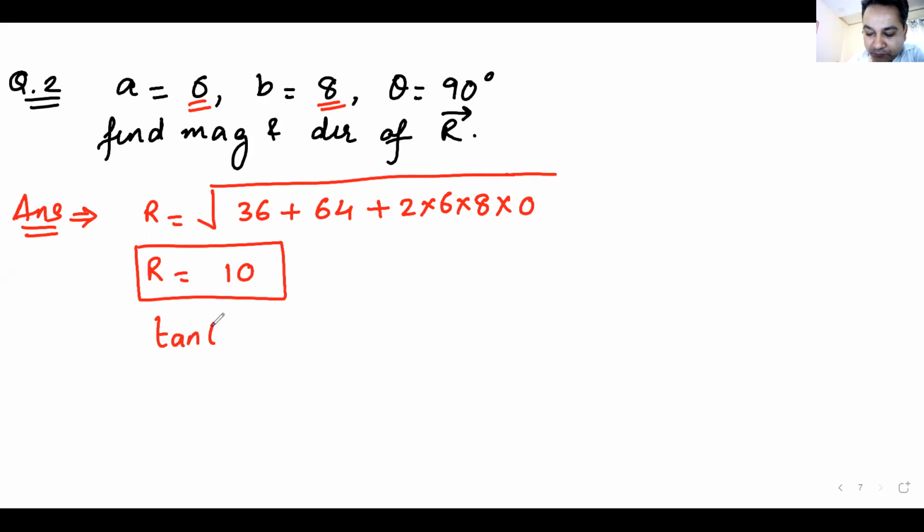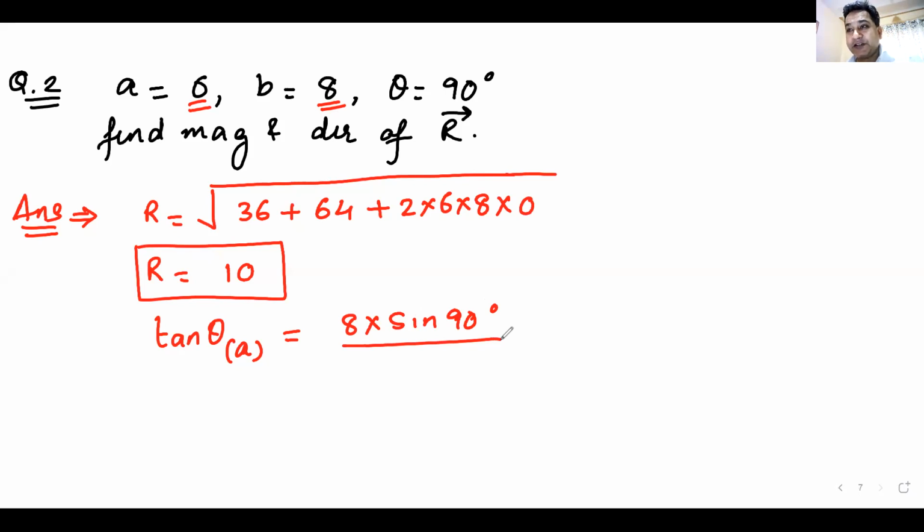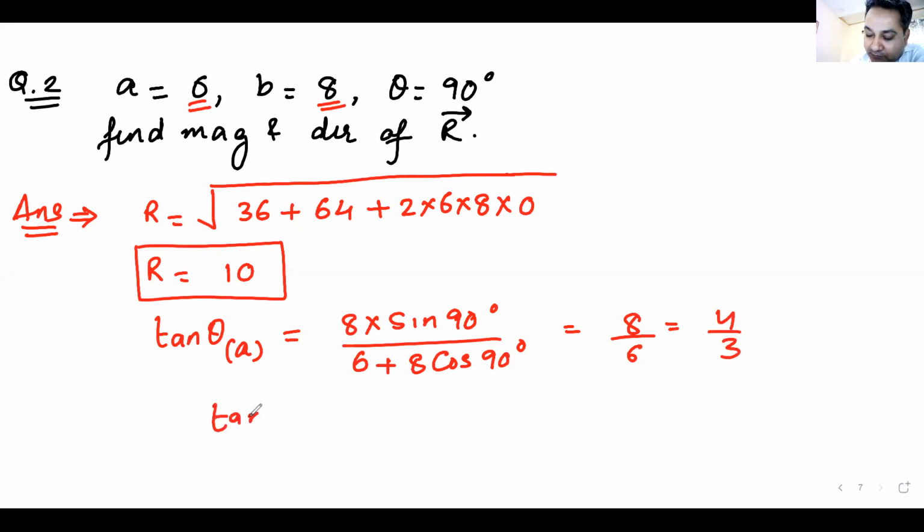Tan of theta, you have to find the value of tan of theta with the vector A. Please tell me the formula. It will be B times sine of 90, B sine theta. You and I forget the formula many times. Direction is not 6 by 8, beta. Please give me the correct answer. A is 6 plus 8 times cos of 90. The direction is 6 by 8, which is 4 by 3. That is tan theta, beta. Tan theta is 4 by 3.